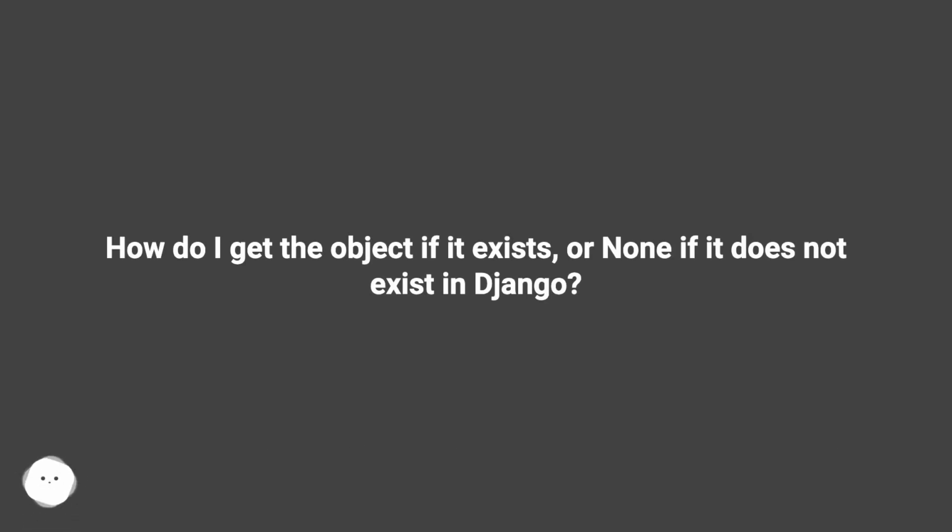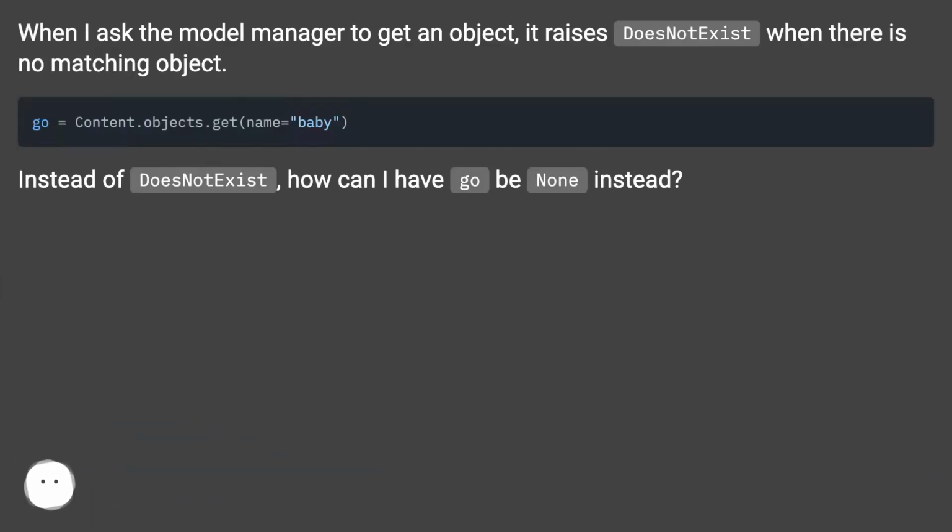How do I get the object if it exists, or None if it does not exist in Django? When I ask the model manager to get an object, it raises DoesNotExist when there is no matching object. Instead of DoesNotExist, how can I have get return None instead?